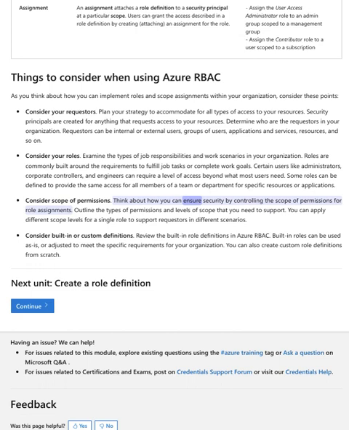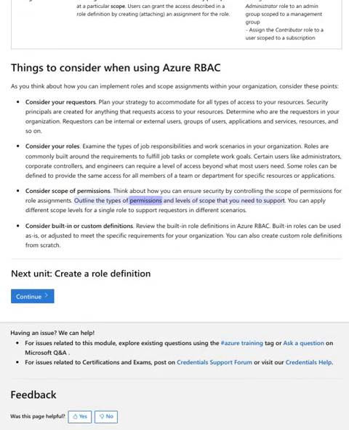Consider scope of permissions. Think about how you can ensure security by controlling the scope of permissions for role assignments. Outline the types of permissions and levels of scope that you need to support. You can apply different scope levels for a single role to support requesters in different scenarios.